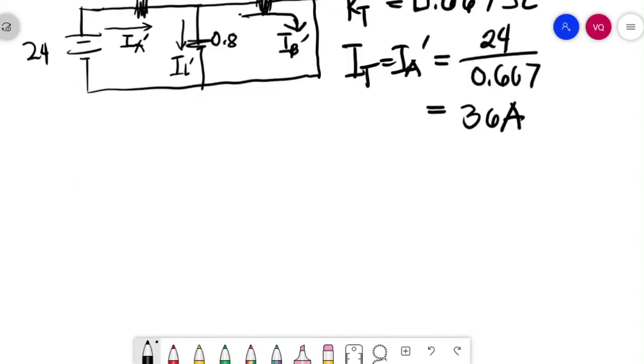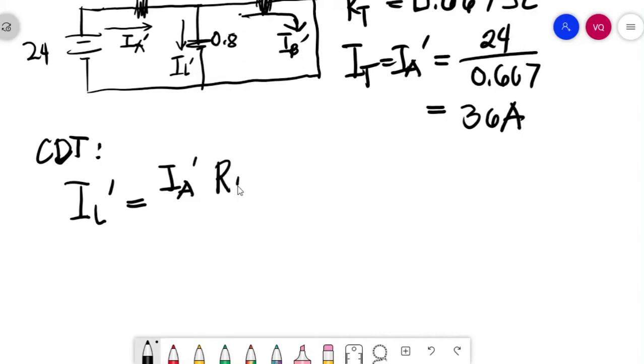We can now solve IL and IB using CDT, the current divider theorem. For IL, it is equal to total current, or your IA prime, multiplied by R total divided by RL.